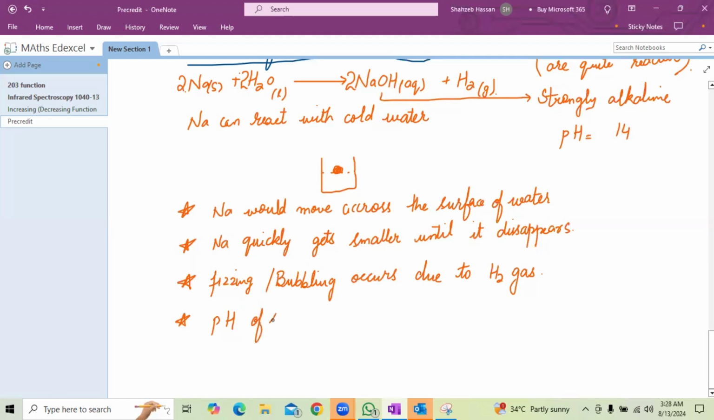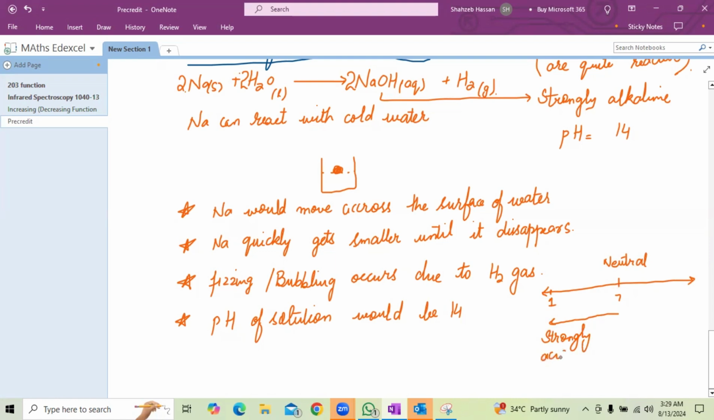So the pH of the solution would be 14. You are quite familiar with the pH scale. This is 7, which is for neutral. If you are moving from 7 towards 1, it becomes strongly acidic. And if you are moving from 7 till 14, it becomes strongly alkaline. Is that clear?